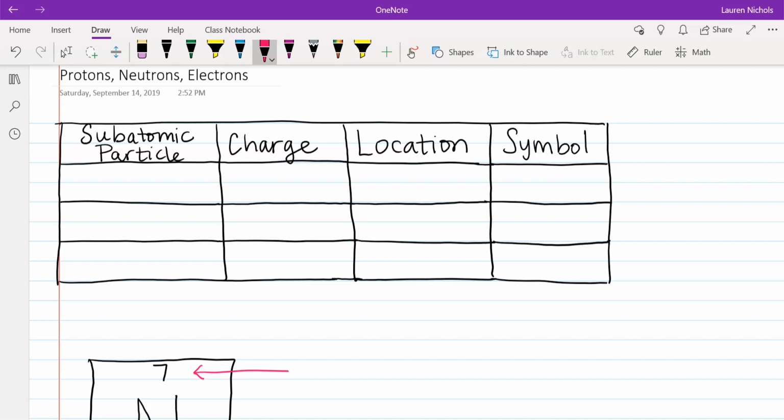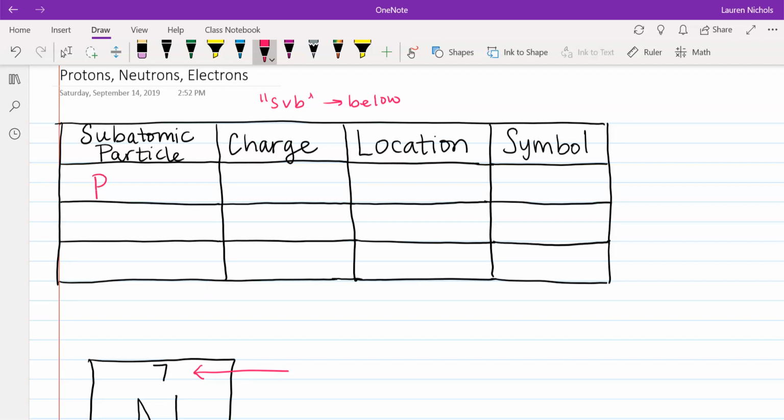One thing I want to point out is that you're going to see the word subatomic particle often. If you break that word down, sub means below, and atomic refers to the atom. So subatomic just means particles that are below the surface of the atom, or inside the atom. There are three particles that we focus on.